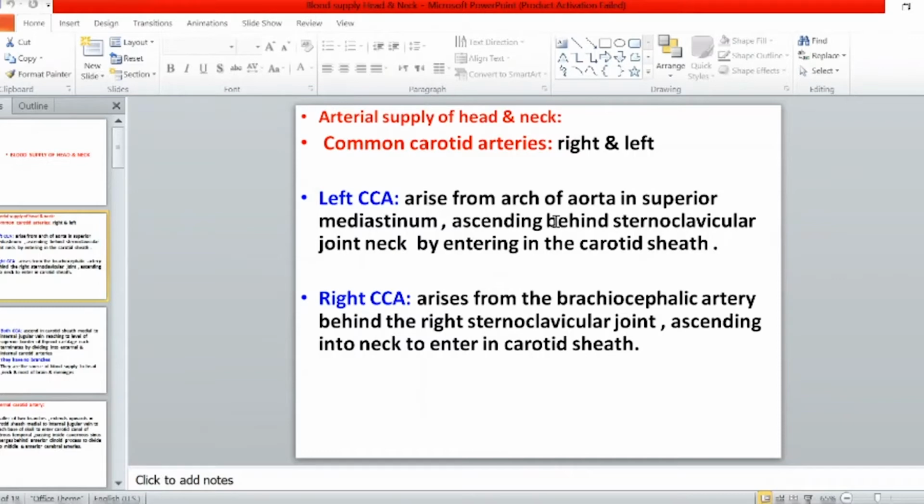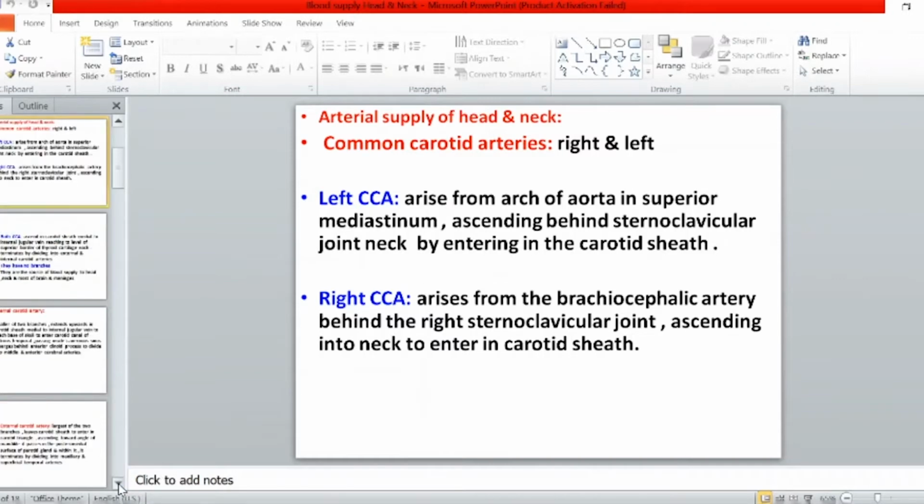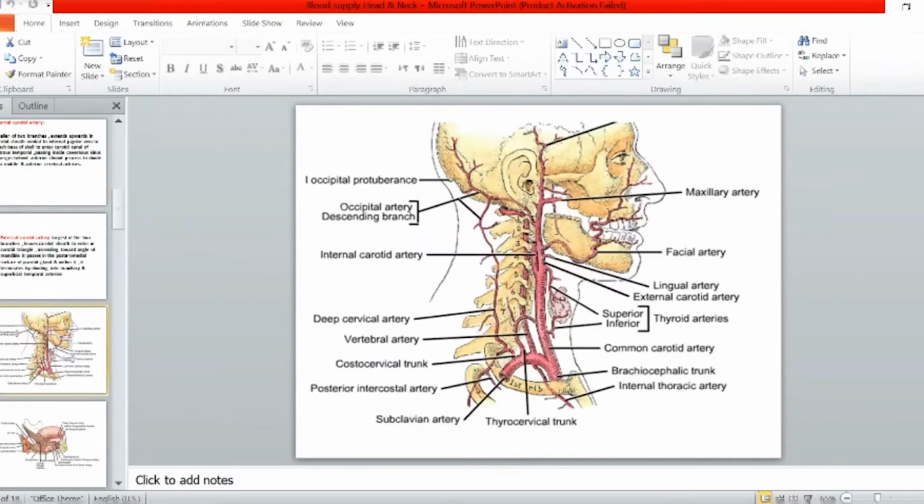The left and right common carotid arteries are the same, but their origin differs in the thorax. The left common carotid arises from the arch of the aorta in the superior mediastinum, while the right one arises from the ascending aorta. The left common carotid artery ascends directly into the neck separately behind the left sternoclavicular joint.